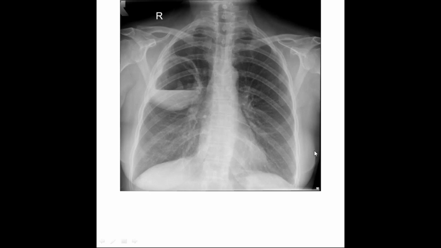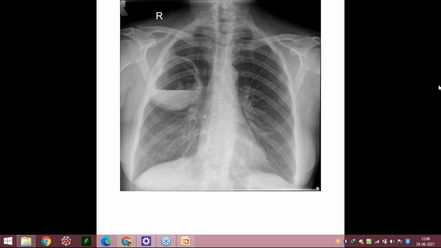So then we go to this. Okay, now in this X-ray, again, A is fine. What do you see in B? Right lower zone. Okay.